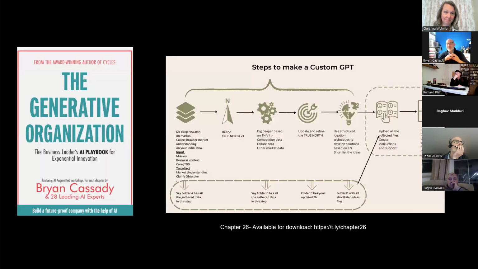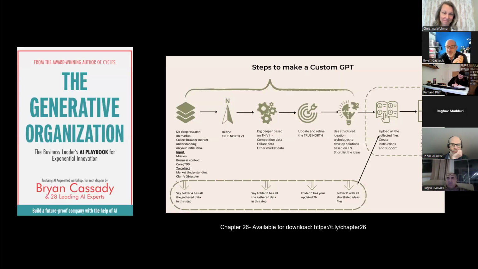So I've got a book coming out called The Generative Organization. The basic theme of the book is the future of AI. We thought AI would improve our predictions of the future. It doesn't do it. We thought AI would improve the way that we sort and do different things. AI doesn't do it any better than human beings. What AI does do better is creativity. And the book is about how you do creativity with AI. And what I'm going to go through is the steps to make it a custom GPT.